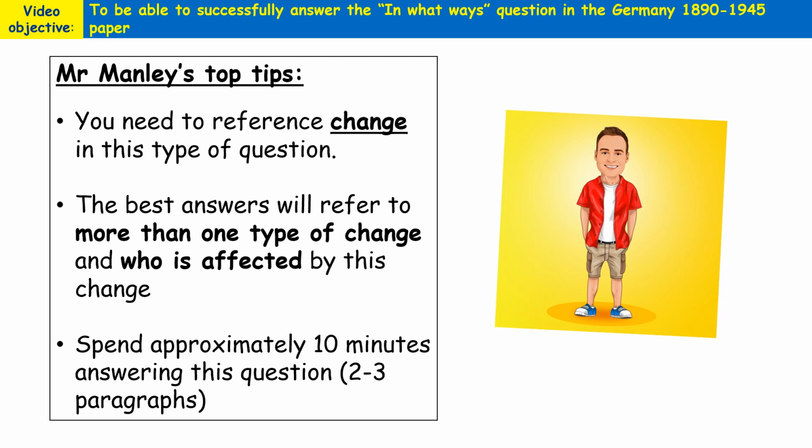It could be people of a certain age. It could be people who belong to different professions or have different jobs. It could be working class people. It could be upper class people. So different groups of people will be affected by whatever it is you're being asked about. You want to spend approximately 10 minutes answering this question, and you should be looking to write approximately, and again, this depends on how much time you have left in your assessment, about 2 to 3 paragraphs for your answer to this question.